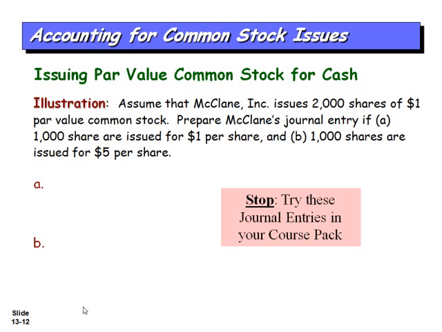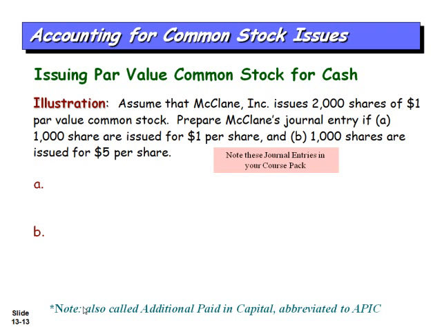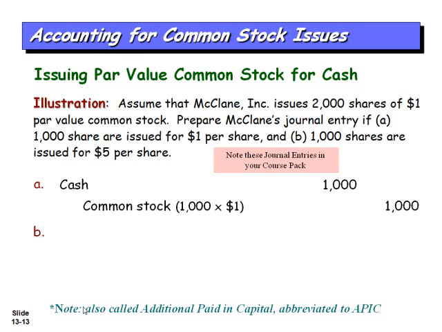Now I'm going to ask you to stop, and if you haven't done it yet, please pull out your course pack and follow along and actually write these journal entries down. That'll make it easier for you to do your homework and then your quizzes and then prepare for the exam. Okay, so here's the journal entry. Debit cash, credit common stock. There's no additional paid-in capital because we sold the stock at par value.